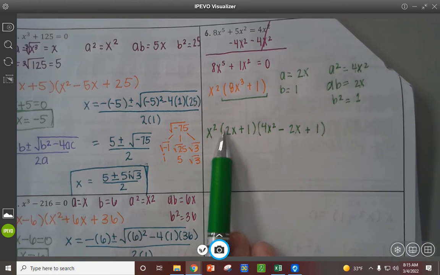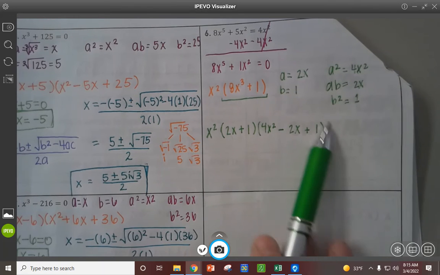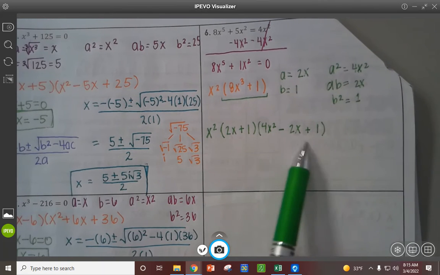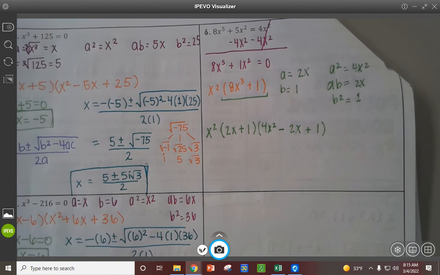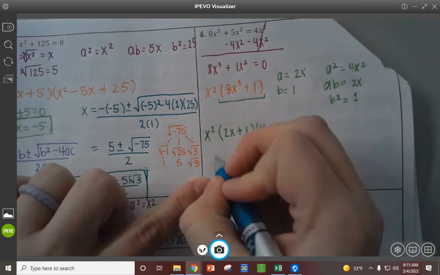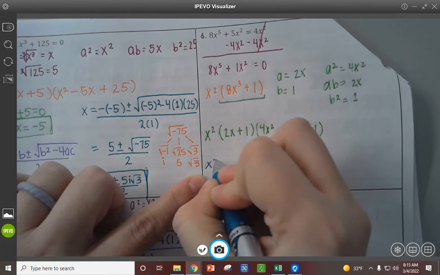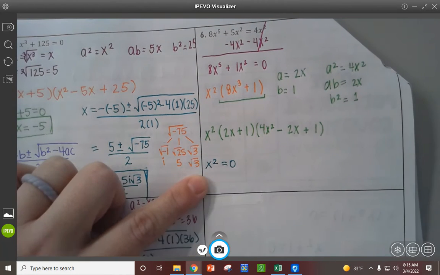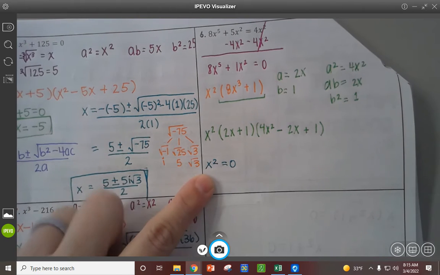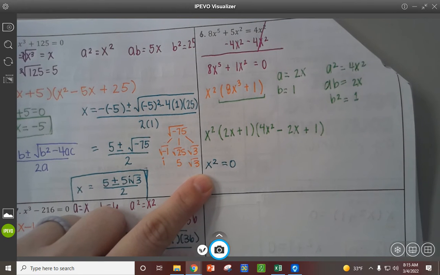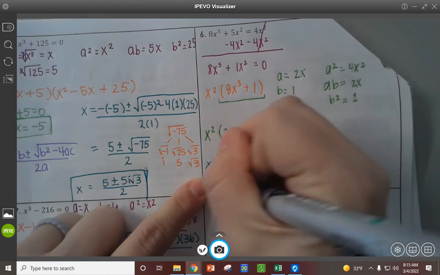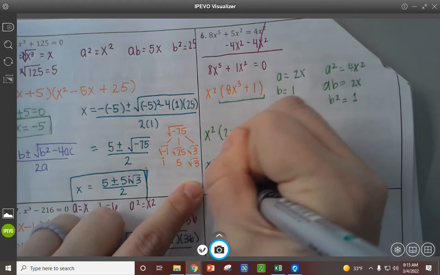What's left here in parentheses, this is not a difference of squares or a sum or difference of cubes. And this one will never be able to factor down. So we're ready to set each one equal to 0. So the first one, x squared equals 0. If you take the square root of 0, what do you get? 0. So x equals 0.